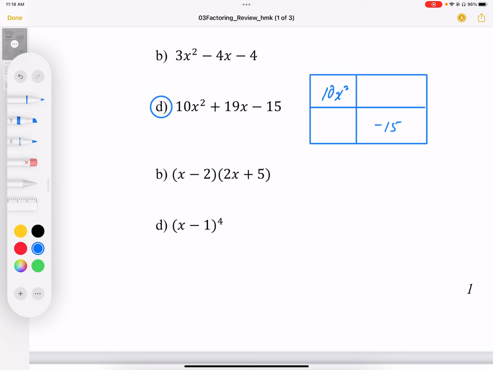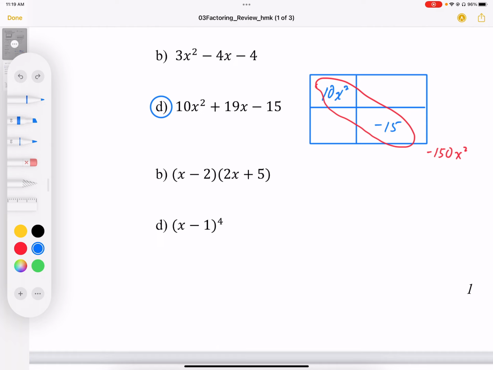This makes it quite a bit more difficult, but to make things easier, we're going to use that diagonal product property. We know that the diagonal product in this grid multiplication is negative 150x squared, and the diagonal product in both directions is equivalent. The other diagonal must add up to positive 19. So we need to multiply to negative 150 and add to positive 19. We know we have a negative and a positive.